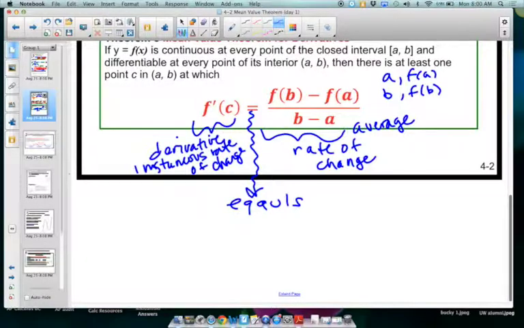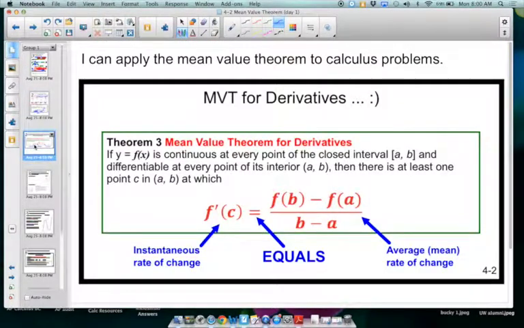So what, because we know the average rates of change, right? One was 1 over 3 and the other one was -1. So we know the average rates of change. We're just going to find the derivatives and set it equal to the average rate of change. And so that's kind of what this page says. Our instantaneous rate of change equals our average or our mean rate of change.